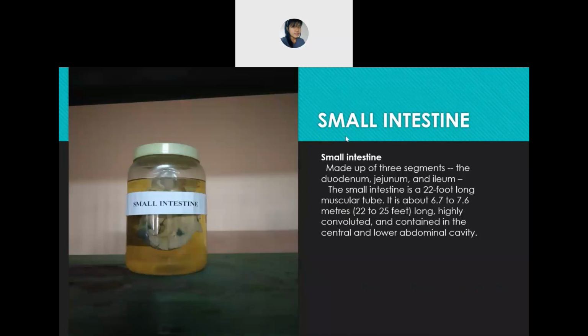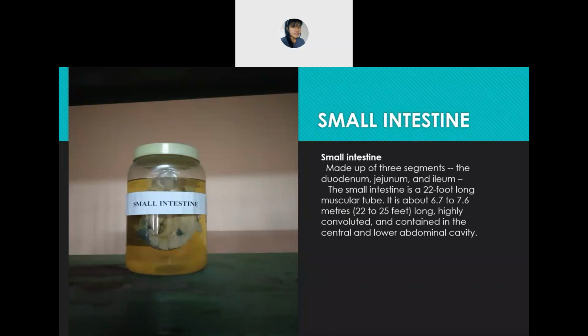Small intestine. Okay, so I have collected all these specimens from your lab. So this is your small intestine. It is made up of three segments, which are your duodenum, jejunum, and the ileum. And it is about 22 foot long.